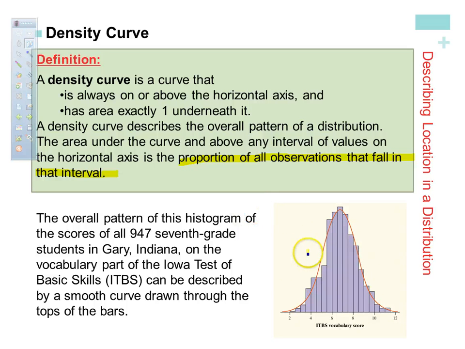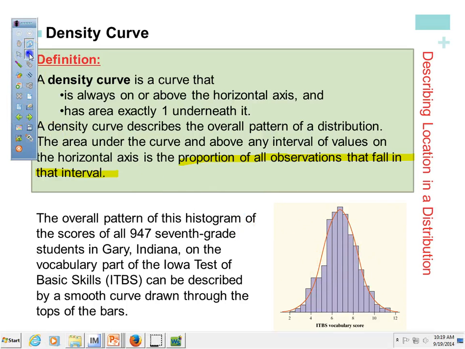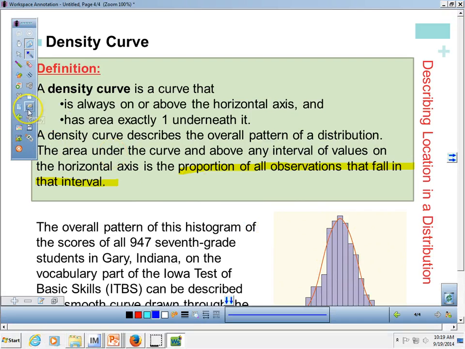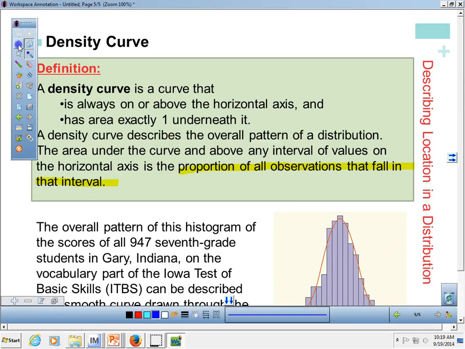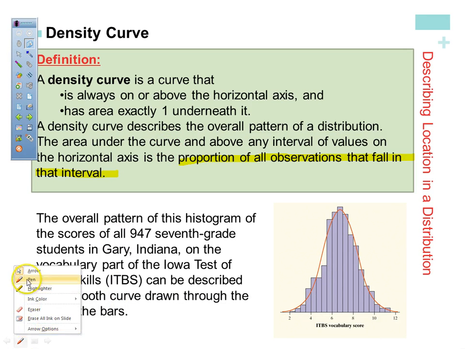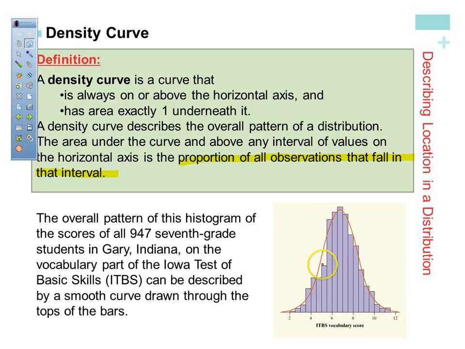Okay, and so the proportion of individuals that were in this interval, you would just find the area under that curve. All right? Anyway, moving on.